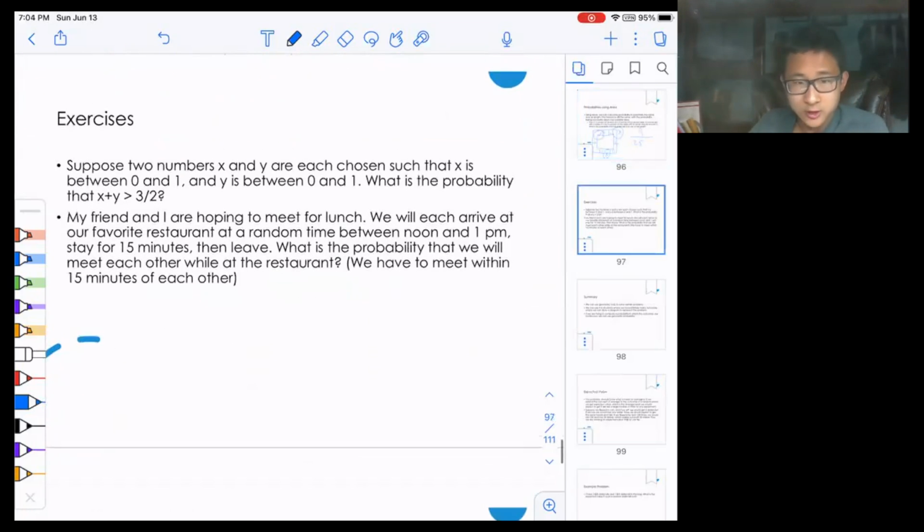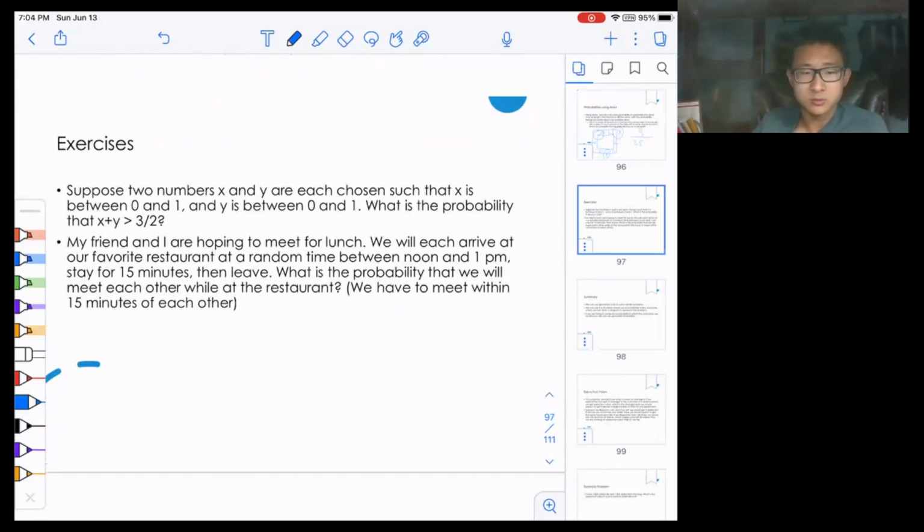So I'll just give you guys some practice problems. These aren't explicitly with area, but you can draw area diagrams in order to solve these.